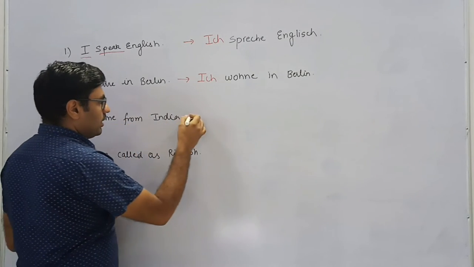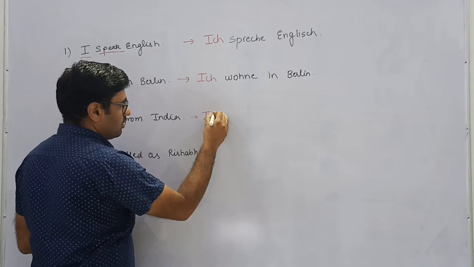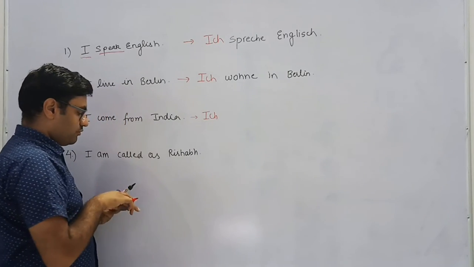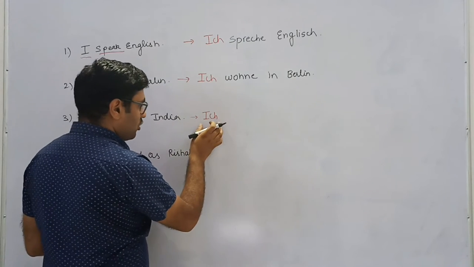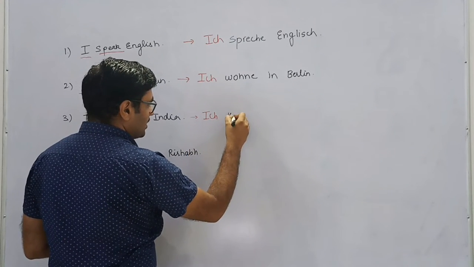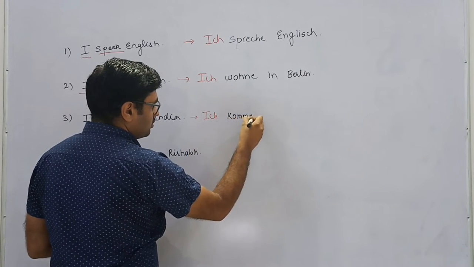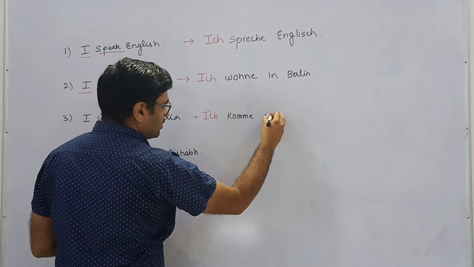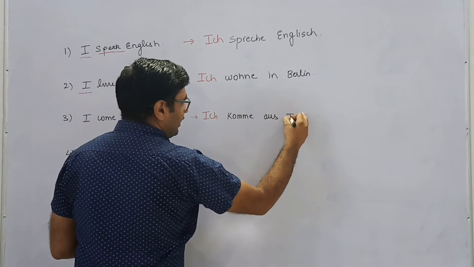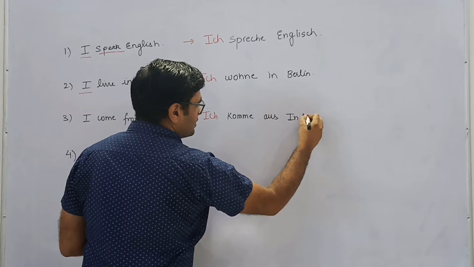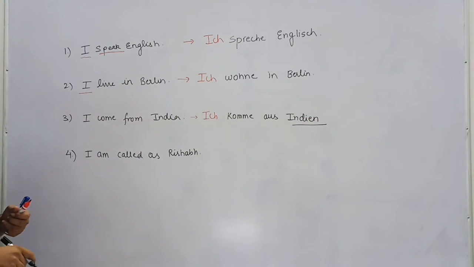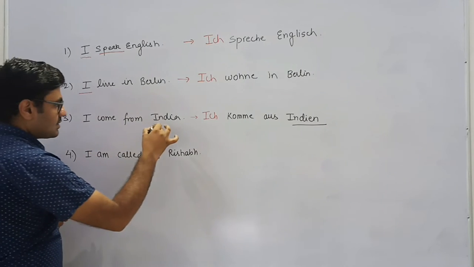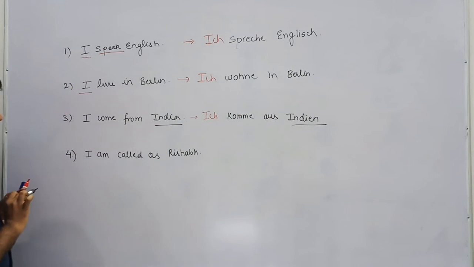I come from India. Ich. For the word come, it's kommen. And kommen is conjugated as komme. So I'll say ich komme aus, that is from, Indien. India is called Indien in German.